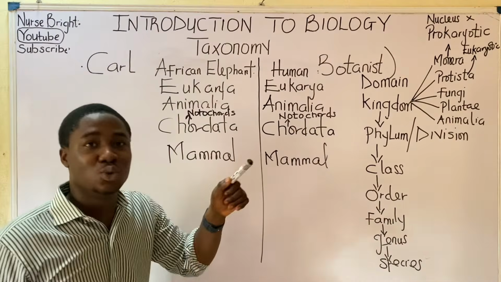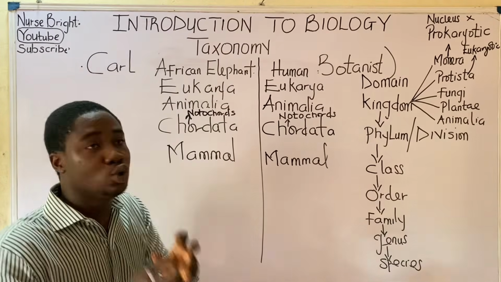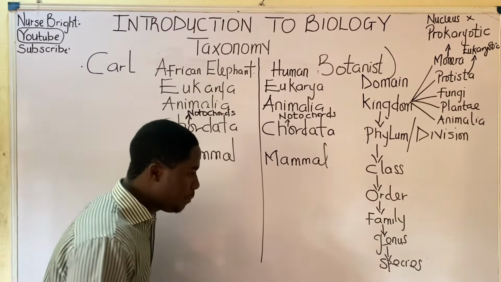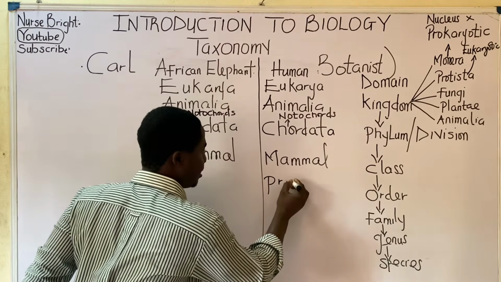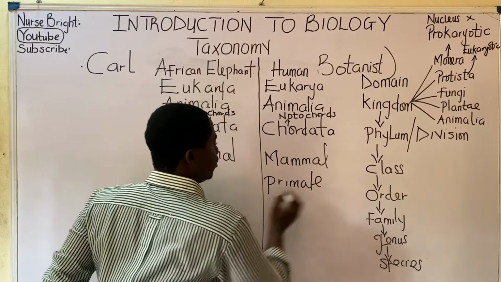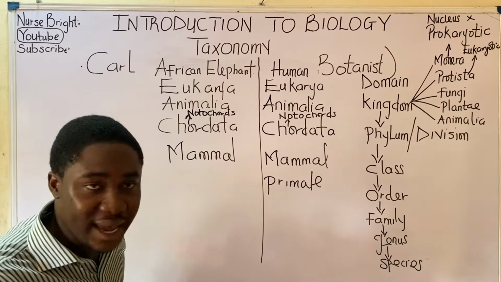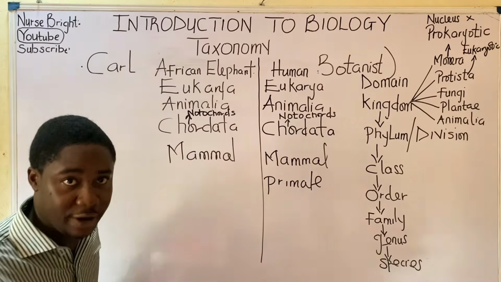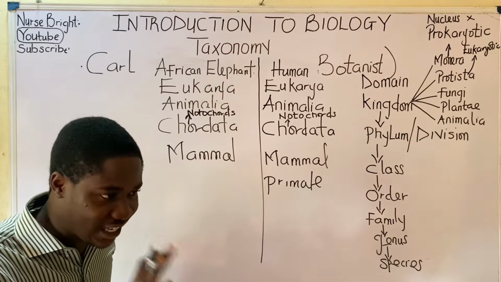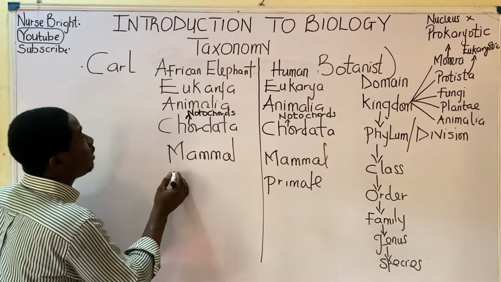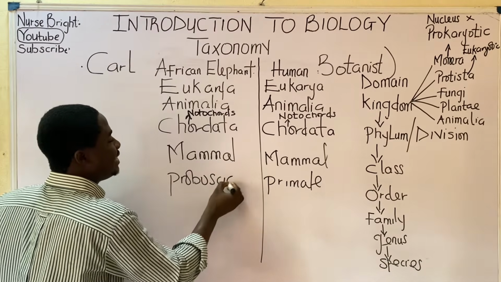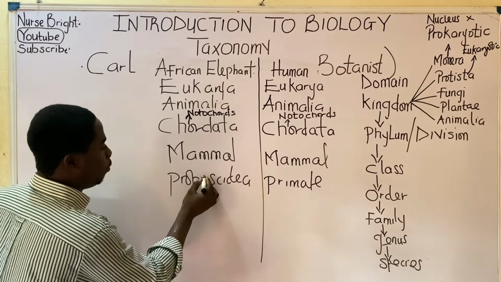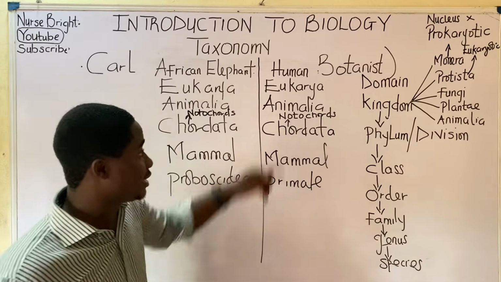So moving over to the order. Which order do humans belong to? Humans belong to the order called primates. Do you understand? For elephants, it is different. I'm going to explain what this means. Elephants belong to the order called Proboscidea. Take note. Proboscidea. Why for humans? I'm stressing with humans now.